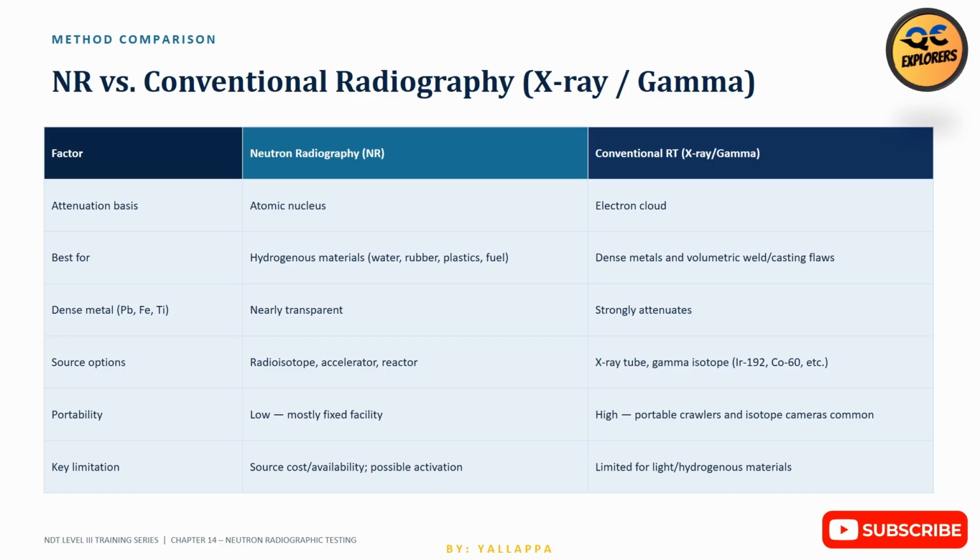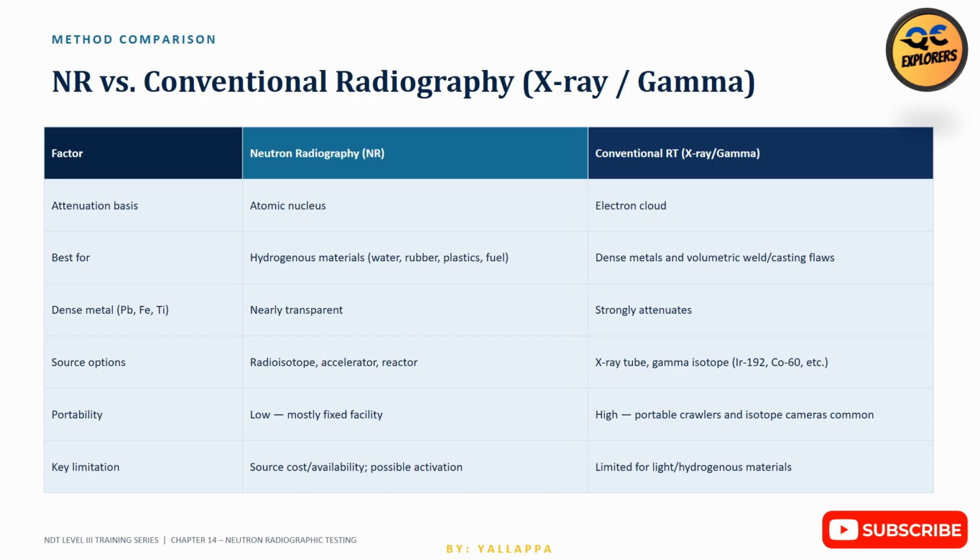Now let's compare a few other characteristics. Conventional radiography has the advantage of portability. X-ray machines and gamma-ray projectors can be transported to fabrication shops, refineries, pipelines, and construction sites, making field inspections practical and efficient. Neutron radiography, on the other hand, usually requires specialized facilities equipped with neutron sources such as nuclear reactors, neutron generators, or Californium-252 systems. These facilities involve higher installation costs, specialized shielding, radiation safety programs, and trained personnel.